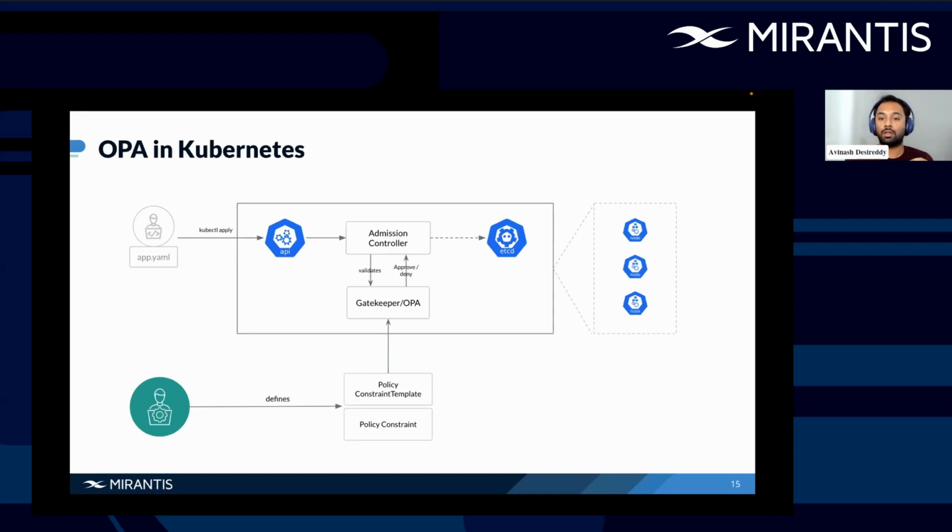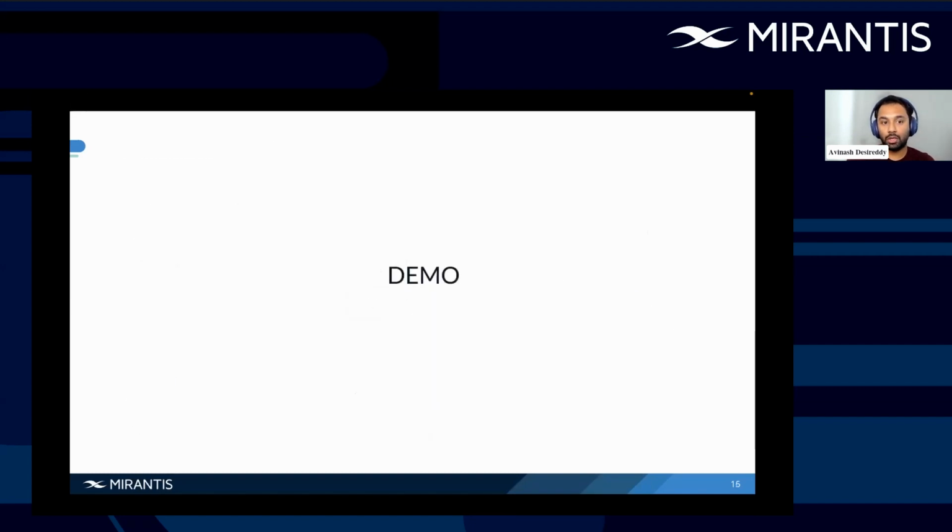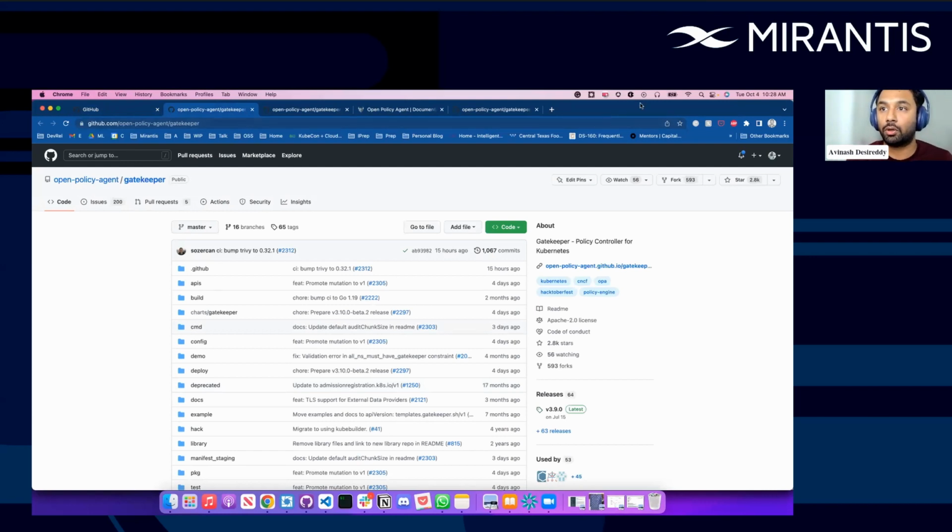If it is allowed, the API server then persists the object in etcd, and kubelet does its magic to schedule the pods. If the request is denied, a nice message can be sent back to the user saying why it is not allowed. So with that, let me show a quick demo of setting up this Gatekeeper on a cluster, and then we'll review the configuration templates and apply some policies. Okay, I hope you can see my screen.